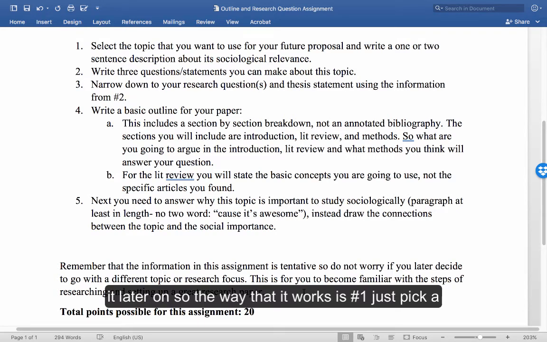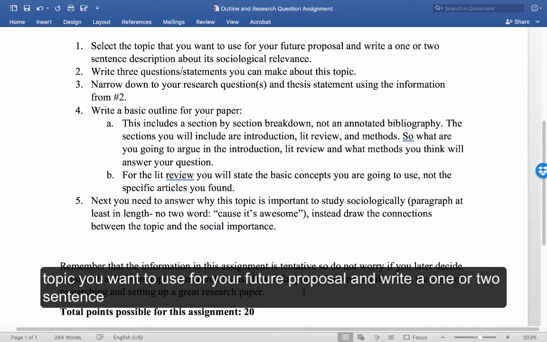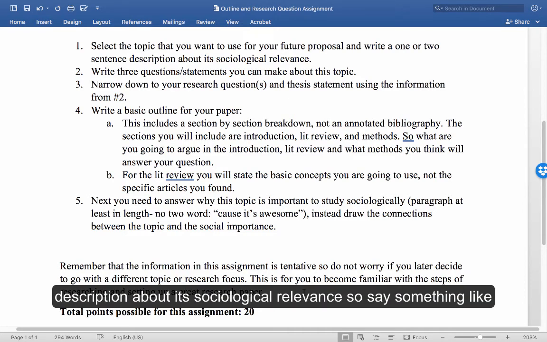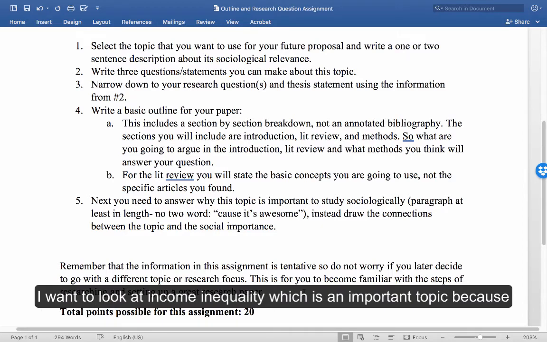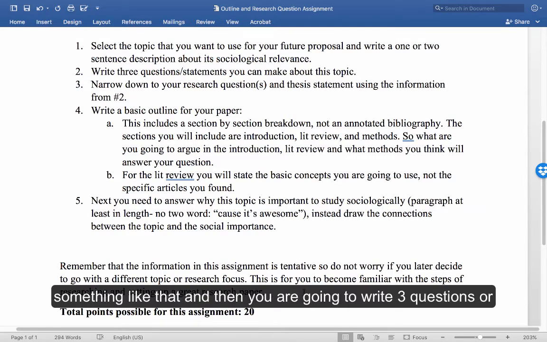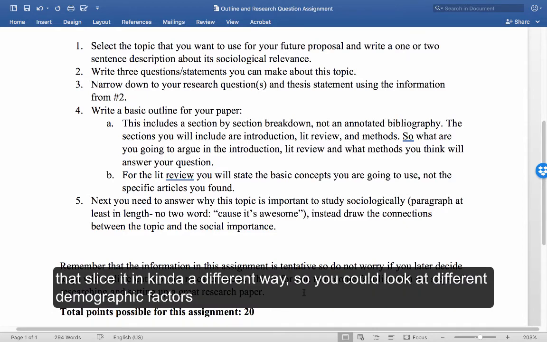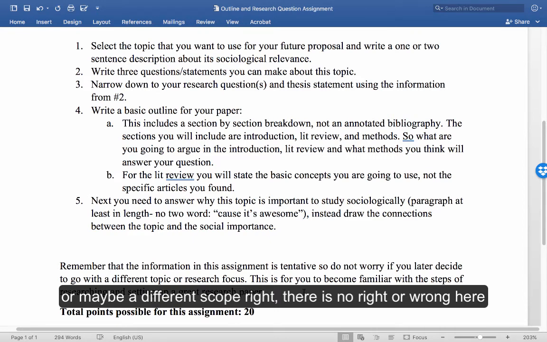So the way that it works is, number one, just pick a topic you want to use for your future proposal and write a 1 or 2 sentence description about its sociological relevance. So say something like, I want to look at income inequality, which is an important topic because in America we have the most income inequality that we've ever had, right? Something like that. And then you're going to write 3 questions or statements that you could make about that topic. So 3 different ones that slice it in a different way. So you could look at different demographic factors or maybe a different scope, right? There's no right or wrong here.